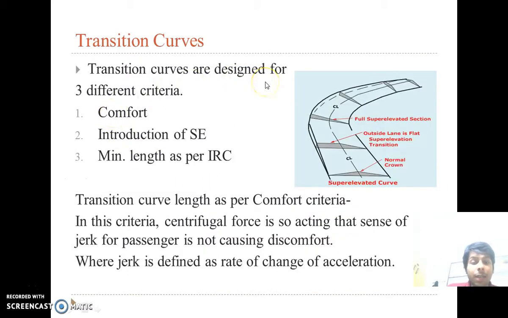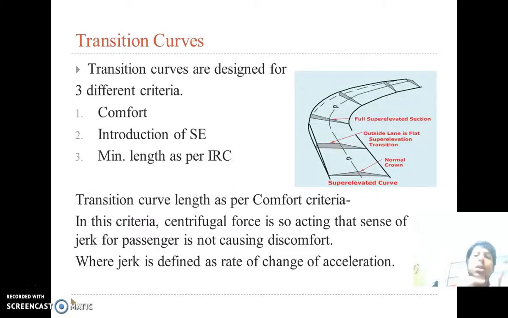Now we are designing transition curves for three different criteria: first, comfort of a passenger; second, introduction of super elevation; third, minimum length as per IRC. This is the minimum length required for transition curves as governed by the IRC codes. So first of all, we'll talk about transition curves as per comfort criteria. So we are providing comfort to the passengers so that the passenger will not feel any jerk because of the centrifugal force.